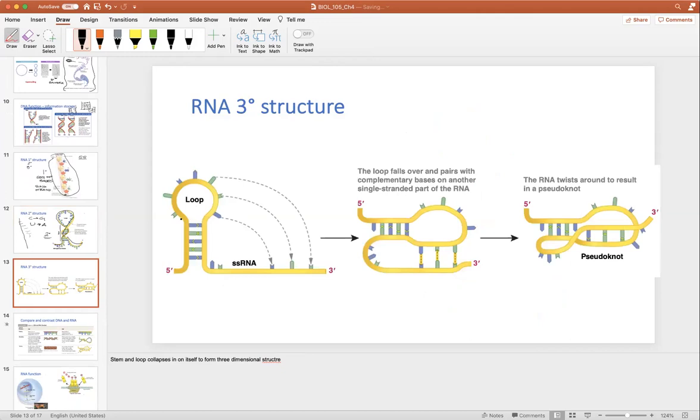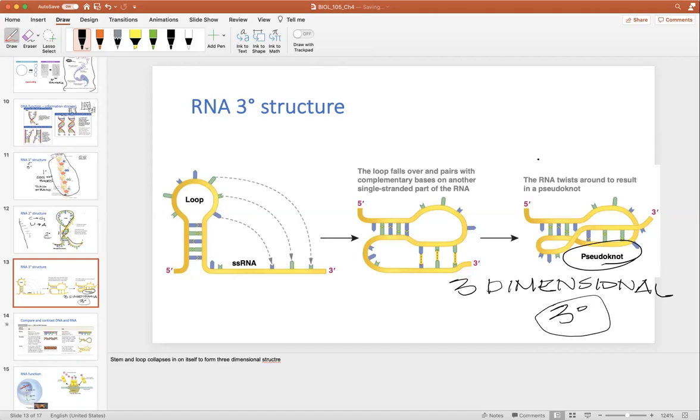Sometimes what happens, so here's a flattened out version of our stem and loop. Remember, we're still talking about single-stranded RNA, but sometimes this stem and loop will start to fold over onto itself until it forms a three-dimensional shape. And that three-dimensional shape is called a pseudoknot, okay? So this is the tertiary structure of RNA. This isn't always how you find RNA, but you can definitely find it in this shape.